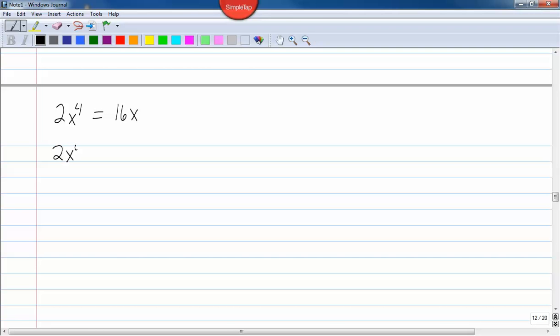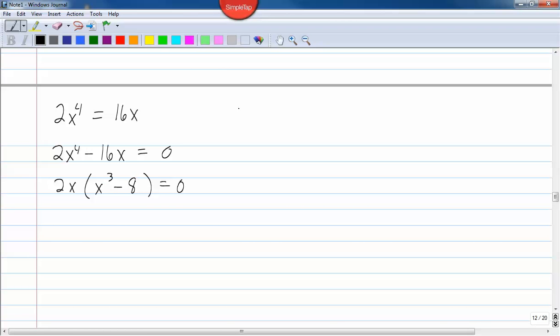So I have 2x to the 4th, and then when I move this over, it's minus 16x equals 0. Now out of these two, you can factor a 2 and then an x to the 1st. That's going to leave me with x cubed minus 8. Now, I do have this factored, but not factored completely because of this cube right here. This is the difference of two cubes.